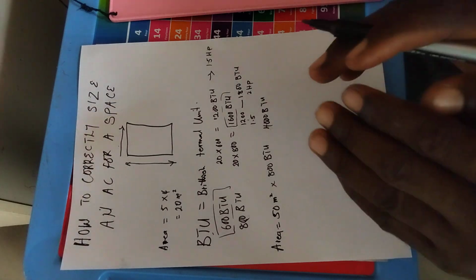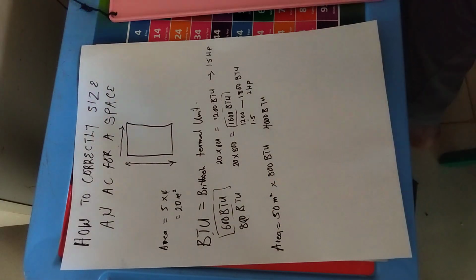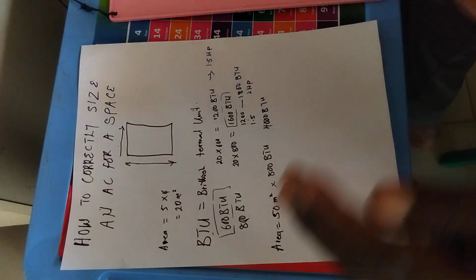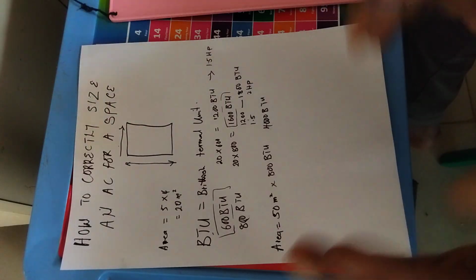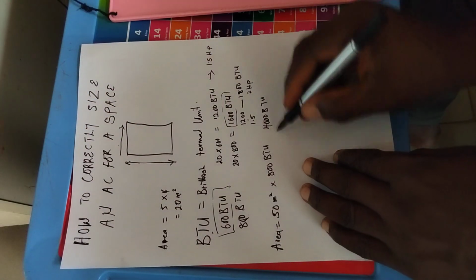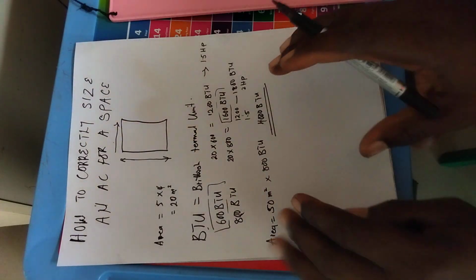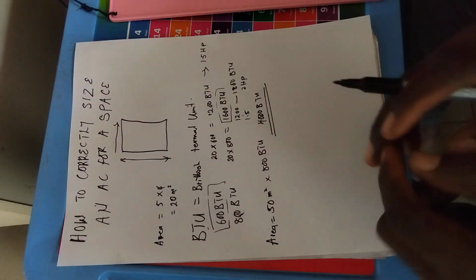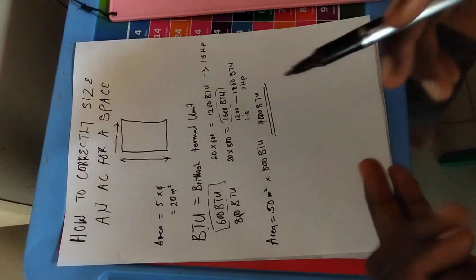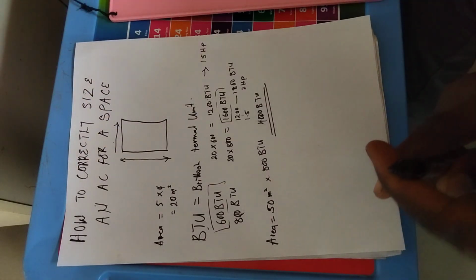So with that, efficiency has come in. There is no point lagging. There is no point that is falling short. Everywhere is moving forward. So that is just it. This is how to calculate or correctly size an air condition for a particular space, either a room, a sitting room, a dining, or an office space.